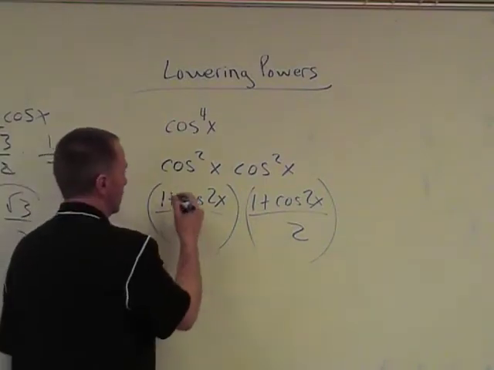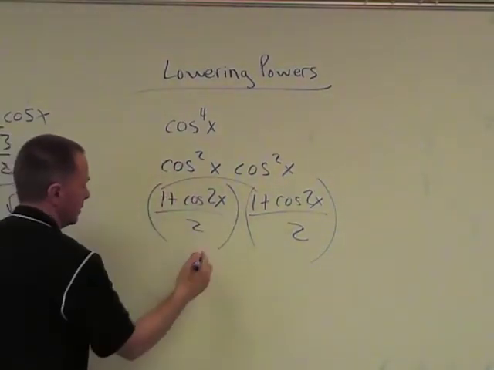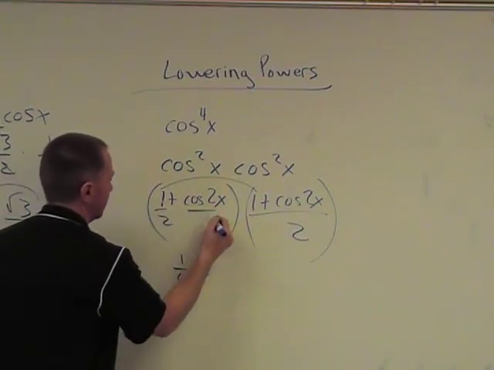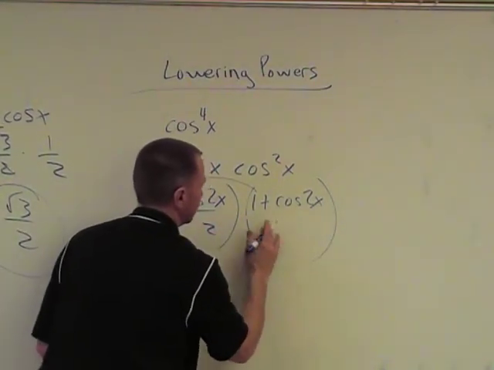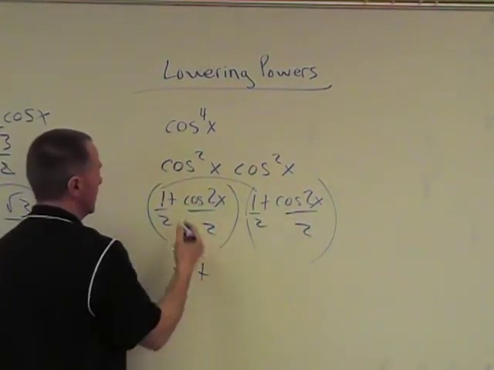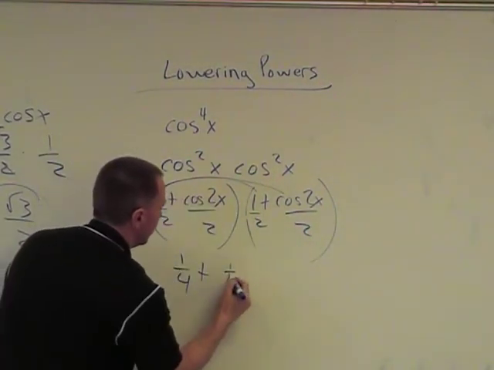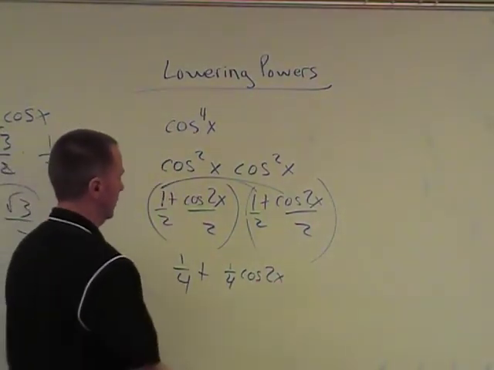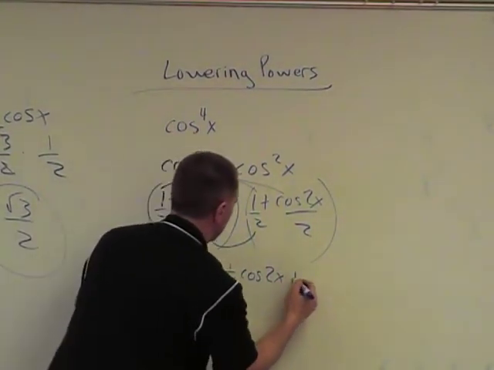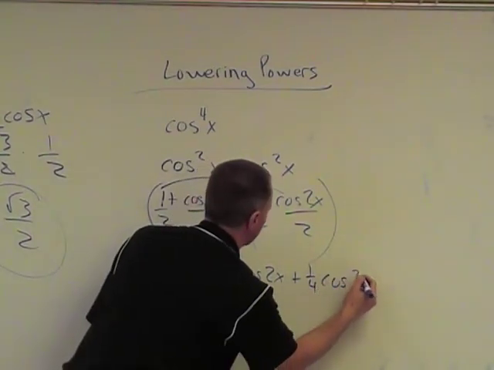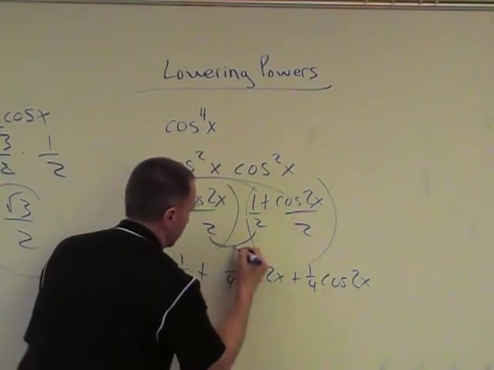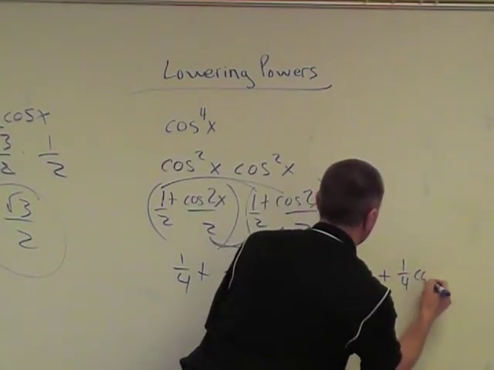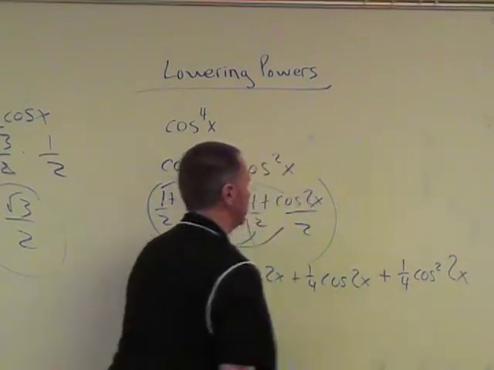Okay? So if I distribute that, that's going to be 1/2 times 1/2 is 1/4. And I'm just going to rewrite this so it looks like binomials. And 1/2 times that would be 1/4 cosine of 2x. This is going to be 1/4 cosine of 2x. And this is going to be 1/4 cosine squared of 2x.